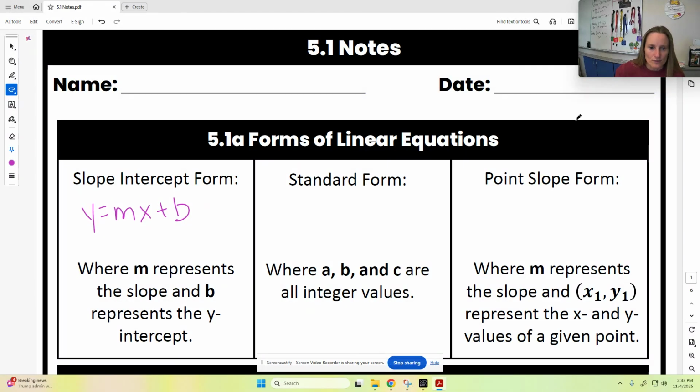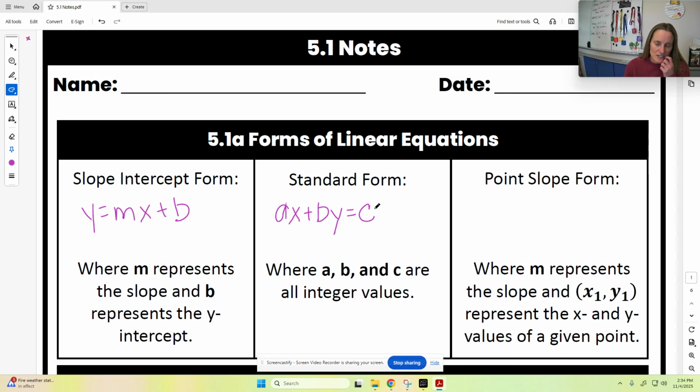We have two other forms of linear equations that we're going to look at this year. These may feel new to you. You may have never heard of these, but all of these are equations that will graph lines. So the next one that we're going to look at is standard form. So standard form looks like this: a times x plus b times y equals c.